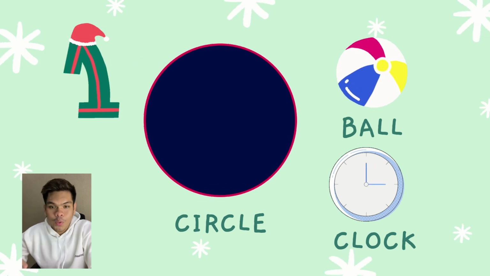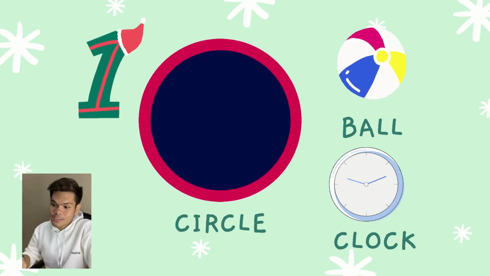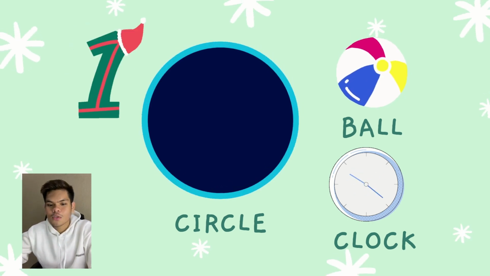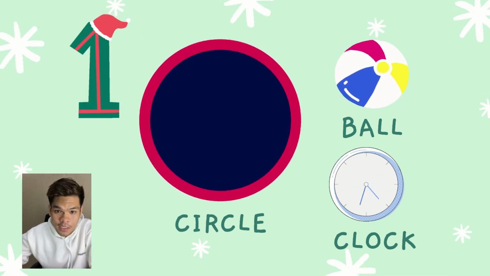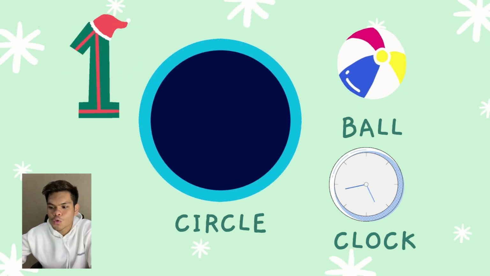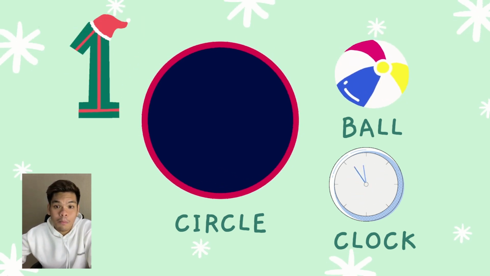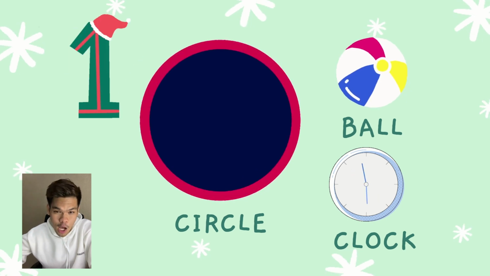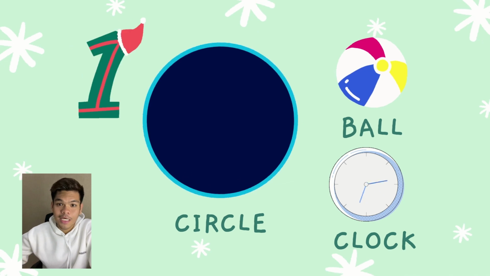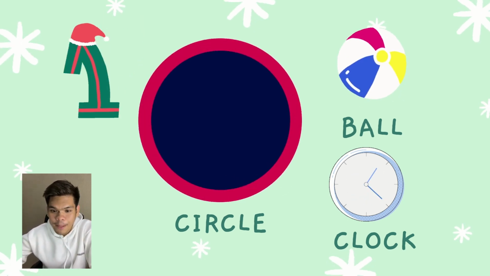Yeah, so we have 2 examples here. The first one is ball, and the second one is clock. Okay, so the first shape, circle. Bentuk pertama, bentuk bulat. Example, contoh dia ada bola, ball, and clock, jam. Okay, so let's move on to the next shape.